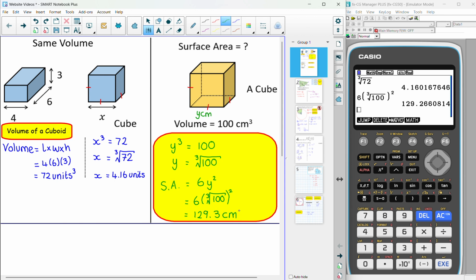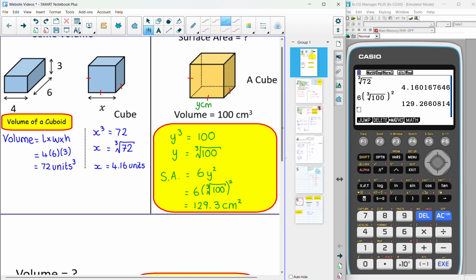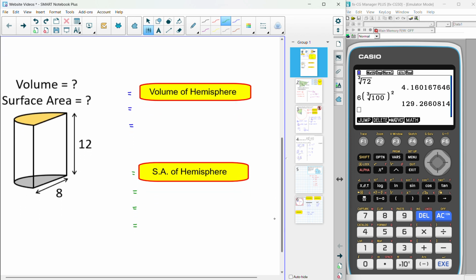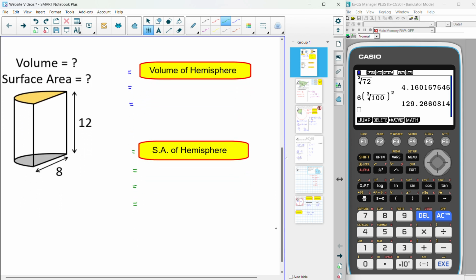That's the area, so it's going to be centimeters squared. There you go. Now the first question was about volumes. The second question was about surface area. Let's take that to the next level. Let's see if we can use and apply this in a slightly different context.